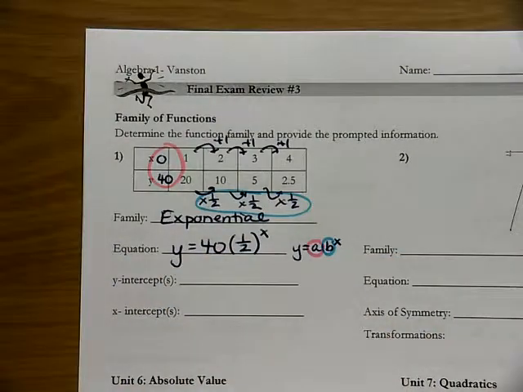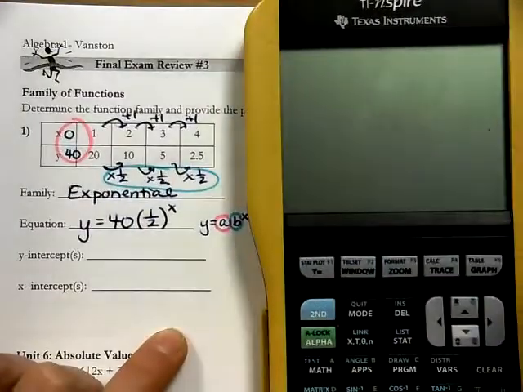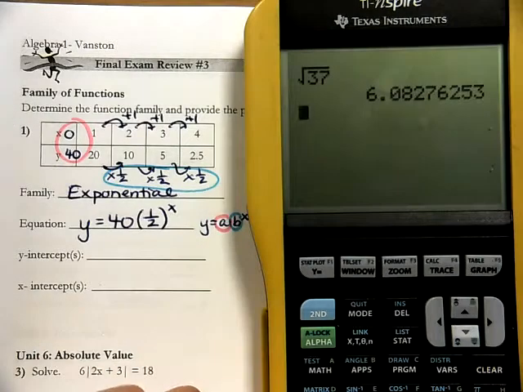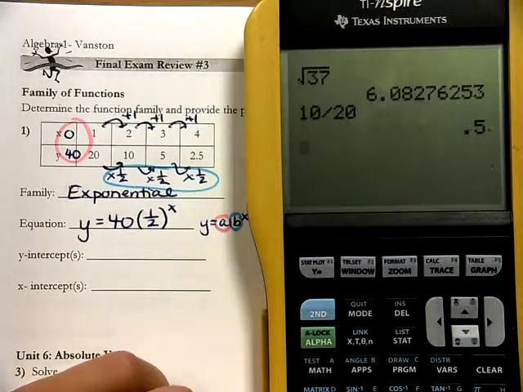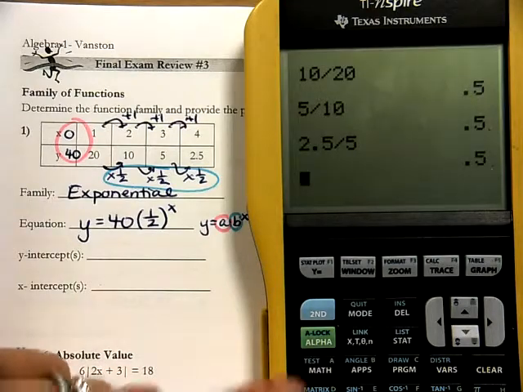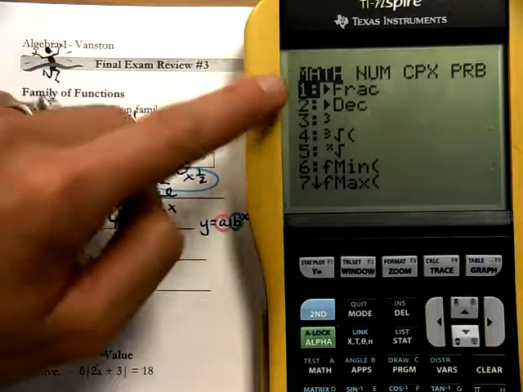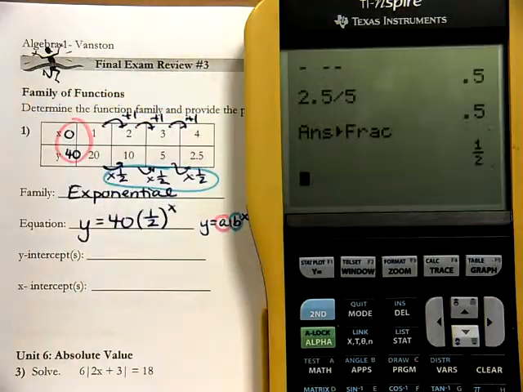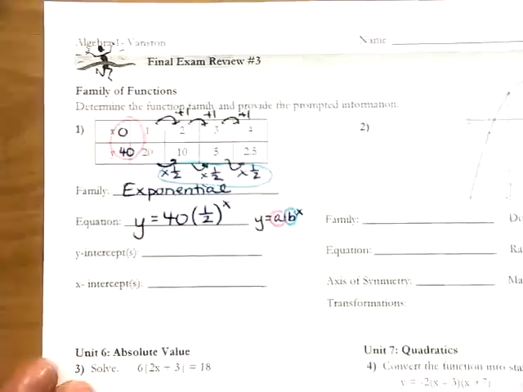And if you struggle with figuring out what the common ratio is, you can always take any y value and divide it by the previous one, and it'll give you the common ratio. So 5 divided by 10, 2.5 divided by 5, and so on. You know it's 0.5. If you want to convert that to a fraction, you can go to math, number 1, and it'll convert it to a fraction for you as well.